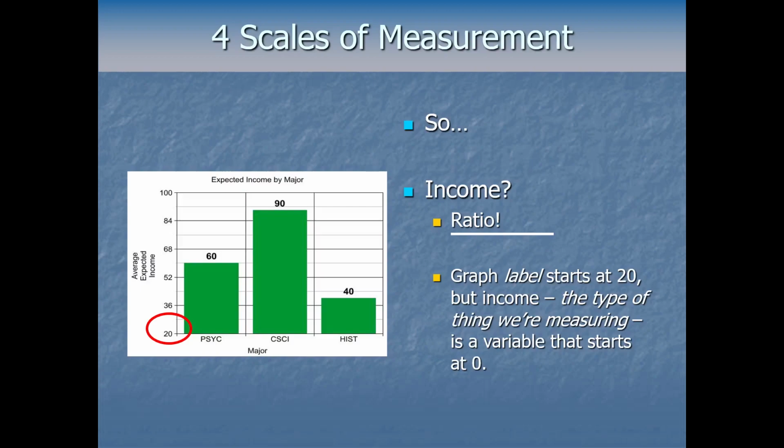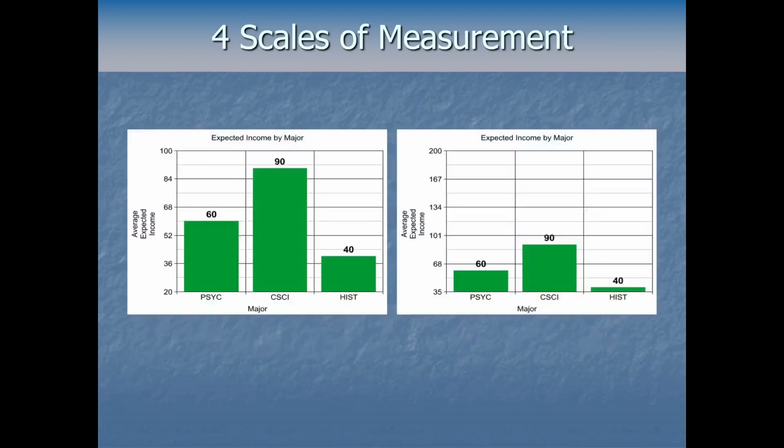So in this case, just visually the graph's label might start at 20, but income in dollars, the type of thing we're measuring, is indeed a variable that starts at 0. Even if none of the groups in our study had an average less than 40K or whatever, the idea of 10K income or 1K income or even 0 income makes perfect sense. It's the type of thing with a true 0 on the scale, so it is ratio.